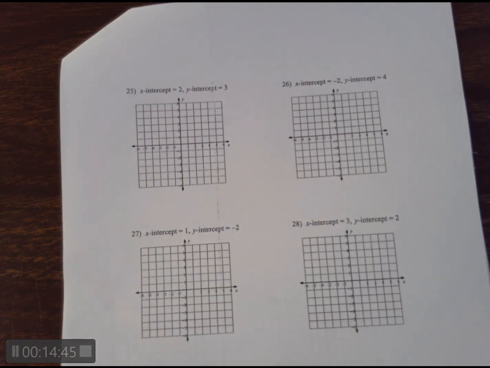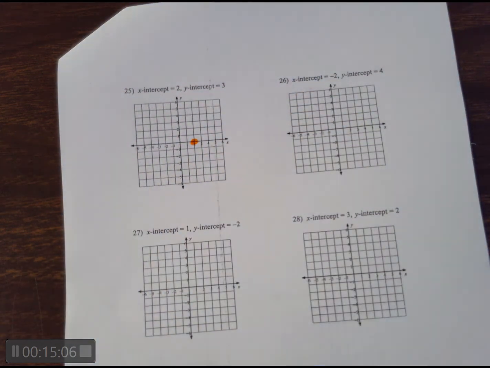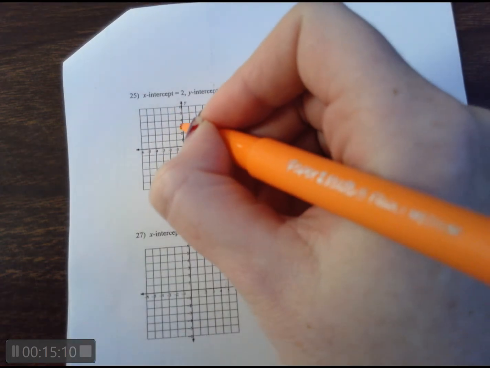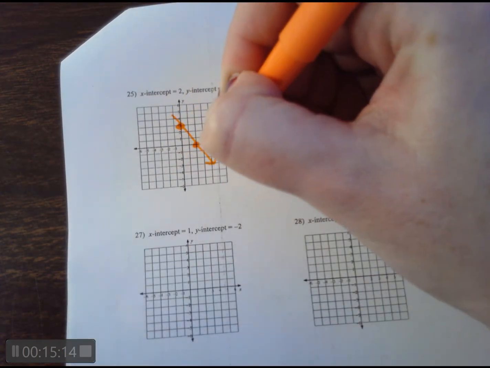Alright, so 25 through 29 are leading you up to what we learned about today. So we start by graphing our x and y intercept. These are pretty easy. Our x-intercept is x equals 2, so you would plot it here because that's where it crosses the x-axis. And our y-intercept is 3. So you would plot it here and then connect your points.